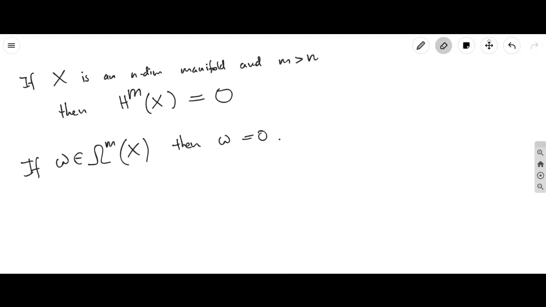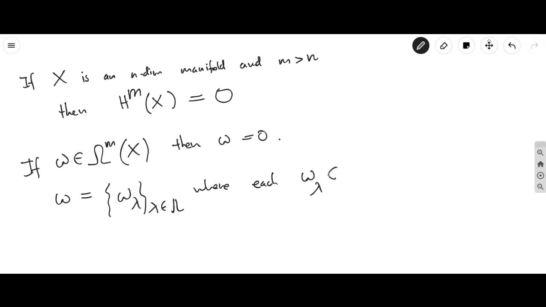Well, technically you would say they do not have, maybe you would say they do not have 0 degree, but that's just a word game at that point. So why is that? Well, if it's an m form, then that would mean that by definition, omega is a coherent collection of Euclidean forms where each omega lambda is an m form.